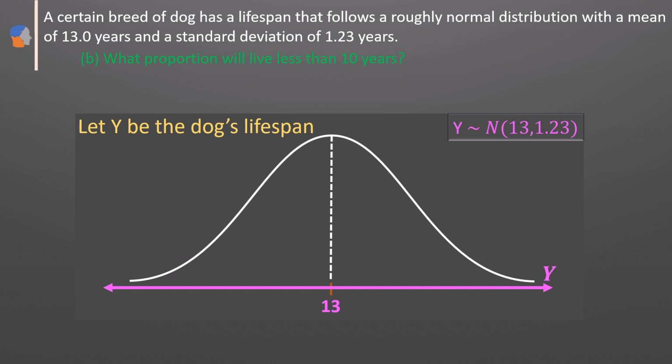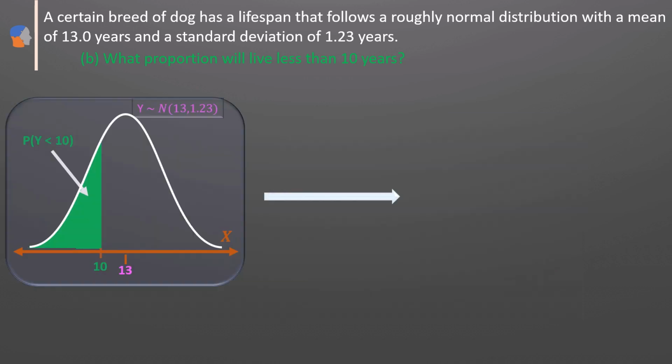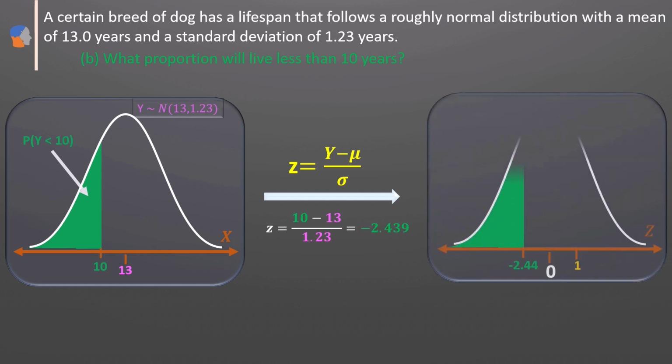Yes, proportion again, that means probability. That means the area under the curve and left of 10 because less than. How do we find this? Yes, in mathematical notation, probability P(y < 10). First, we need to convert to the z using the (y minus mu) over sigma formula. Here y is 10, so you can find that the corresponding z value of 10 is negative 2.439.